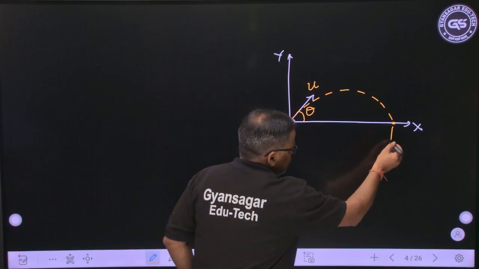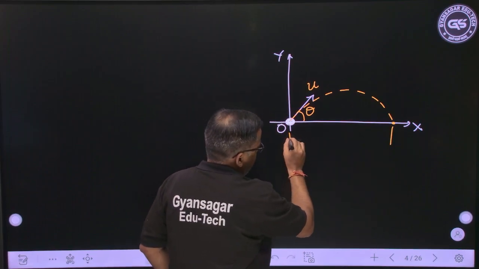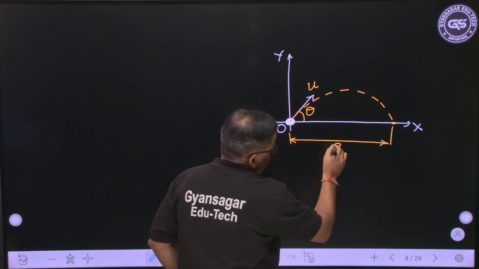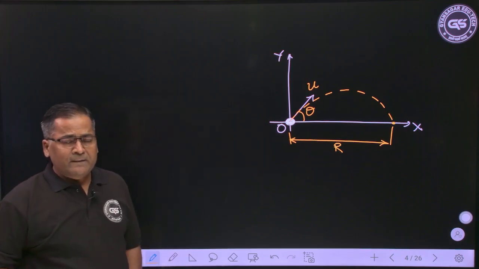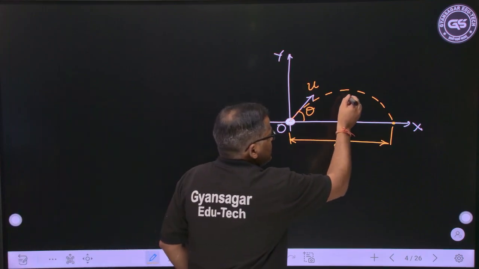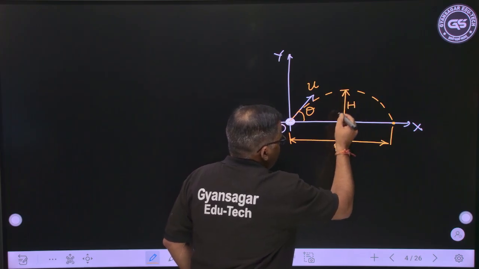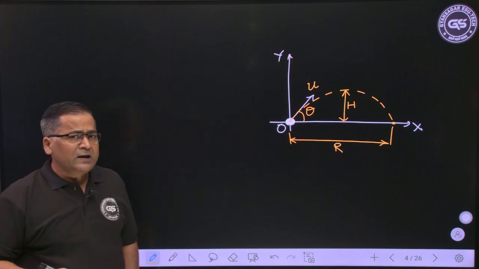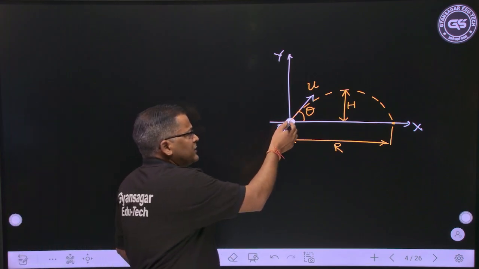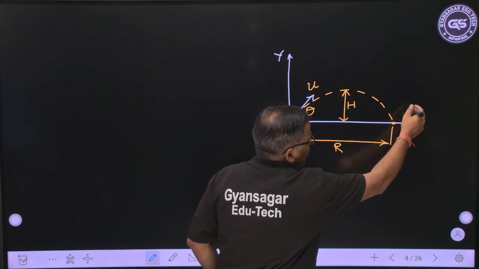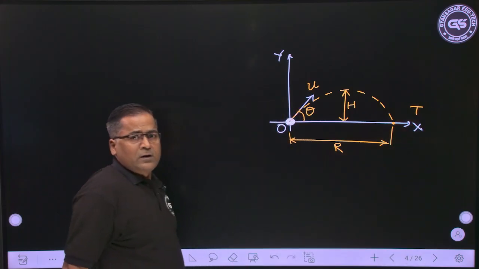This distance is the horizontal range of the projectile. This is the maximum height attained by the projectile. The body starts from here, lands here, and let me say the total time it takes to land there is t.